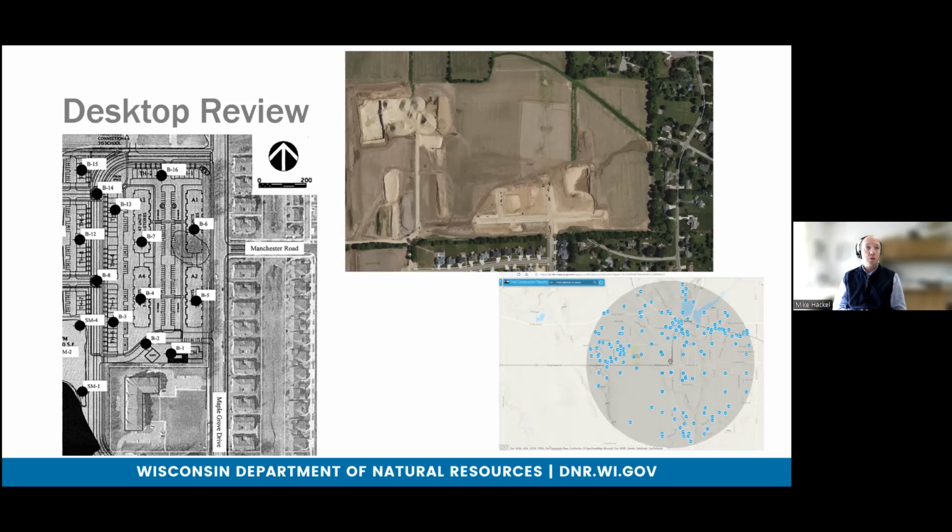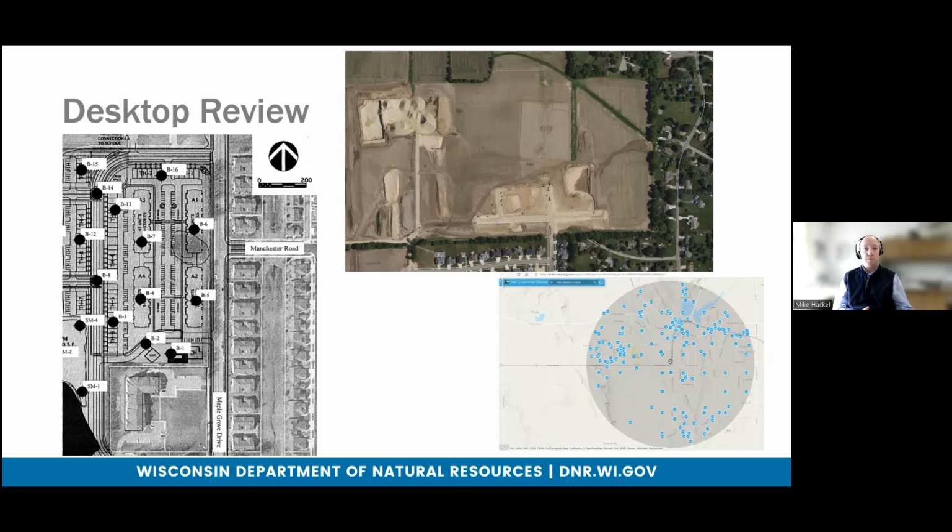We can look at historical boring logs from other projects that were done in this same location or adjacent to it. We can look at those soil borings and understand what kind of soils we would have in that given location. We can look at neighboring properties if they had projects that were done as well. We can look at the Dane County soil maps, as Jeree talked about earlier.